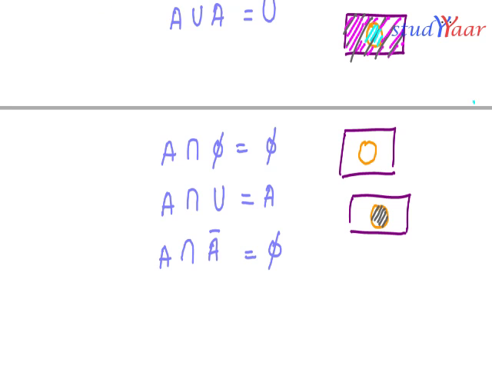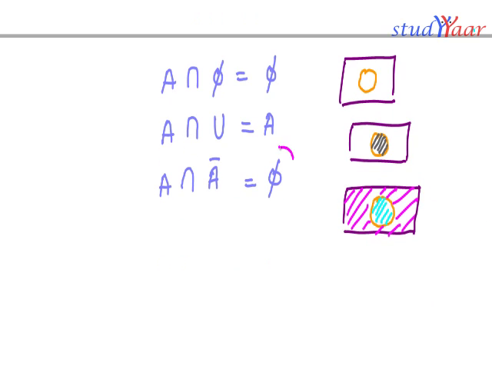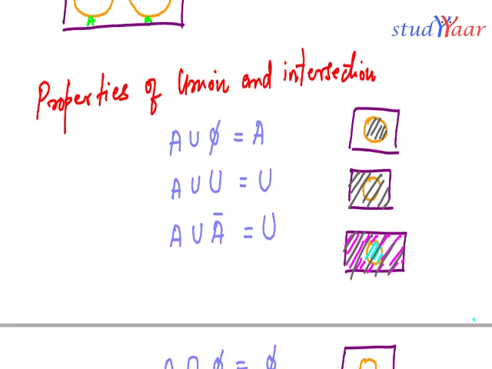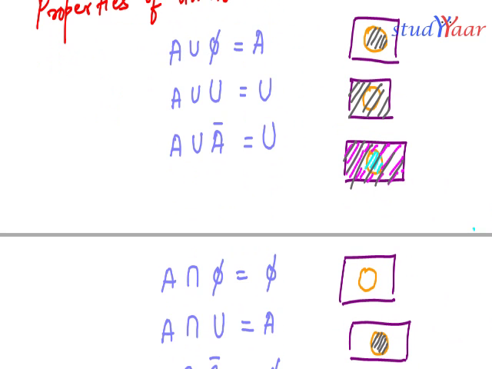And the final is the intersection of A and complement of A. So let us take this. This is your A, right? Let us draw it like this. This is your A, and this is your complement of A. As you can see over here, both these regions have nothing in common. The complement of A is totally outside of A. Therefore, the common region is an empty set because it contains nothing. So these were your properties of union and intersection, which you can prove with the help of a Venn diagram.